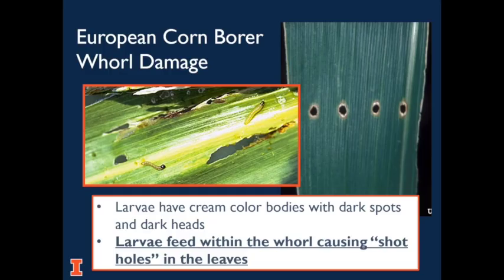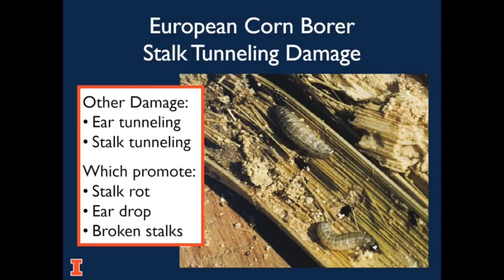Larvae in the first generation feed in the whorl of the corn. They chew into the leaves before they unfurl. As the leaves open up, you can see shot hole injury, which looks like lines of small holes across the leaves. Larger larvae in the first generation and all larvae in the second generation bore into corn stalks around ear level and tunnel within the stalks and ears. This can lead to stalk rot, dropped ears, or stalks that are broken off at ear level.